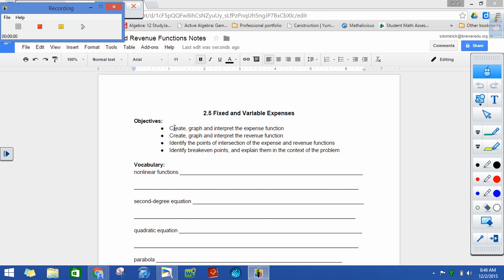You're going to identify the points of intersection of the expense and revenue function, so where they meet. Then you're going to find break-even points and explain them in context of the problem. So just kind of put words with them so that they know what it actually means.